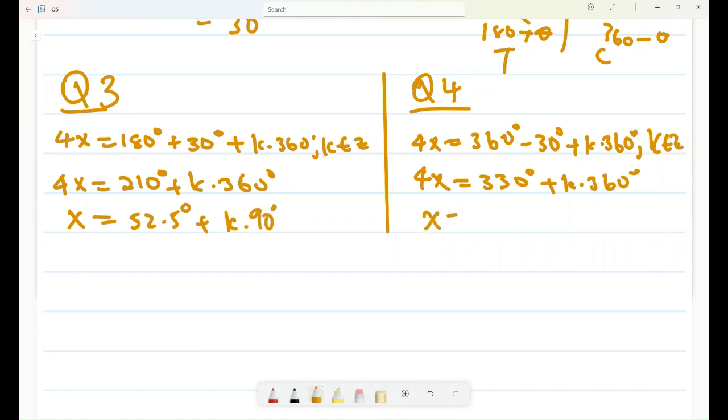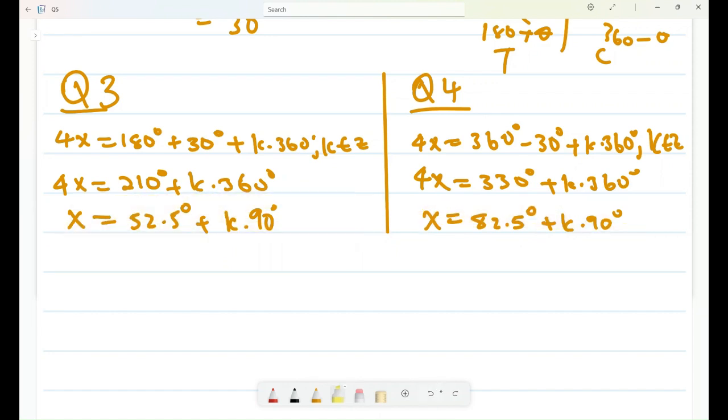Then x is going to be 330 divided by 4. It is 82.5 degrees plus k times 90 degrees, okay? Yes. So this is our general solution thereof, okay?